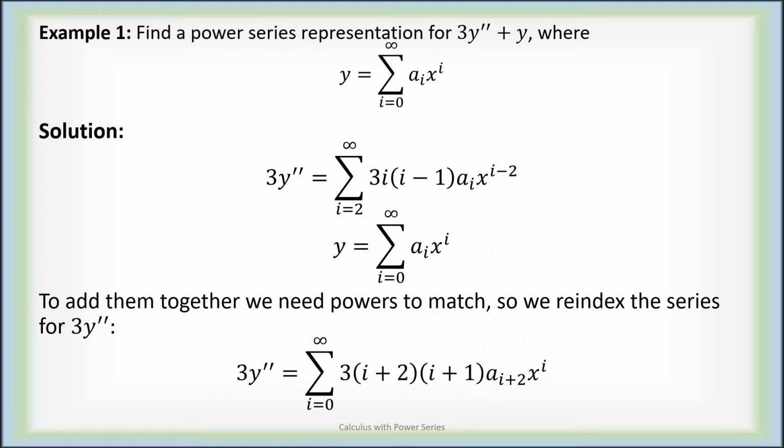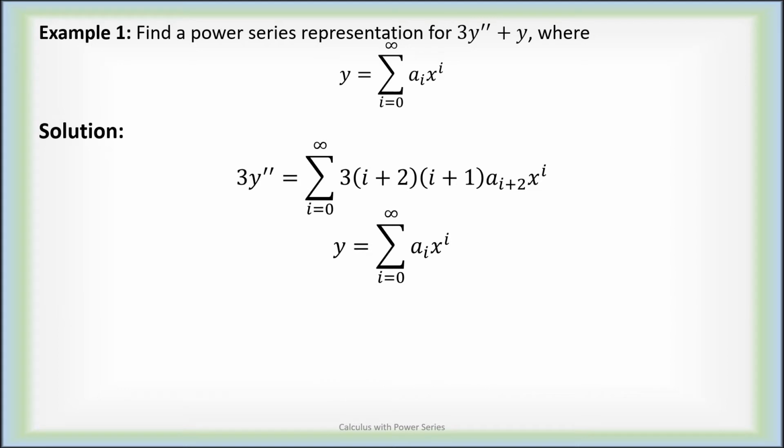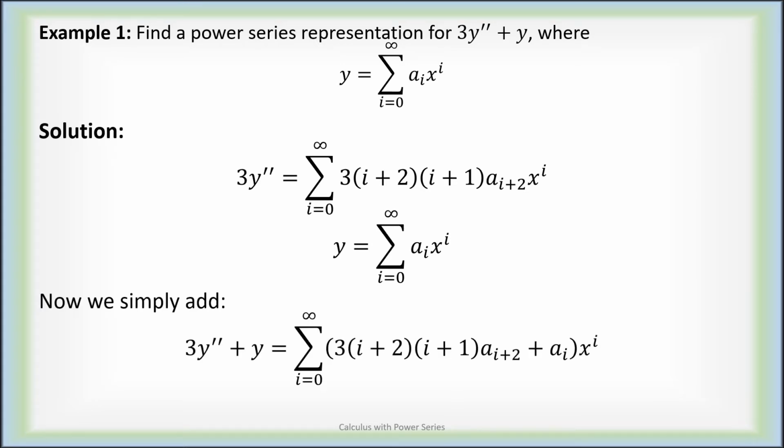But now I have a series for 3y double prime that starts at index 0 and also has x to the i. So here's my new series for 3y double prime. Compare it to the original series for y and notice that both of them go from index 0 on to infinity, and both of them contain x to the same power of i. So we can add them together very directly.